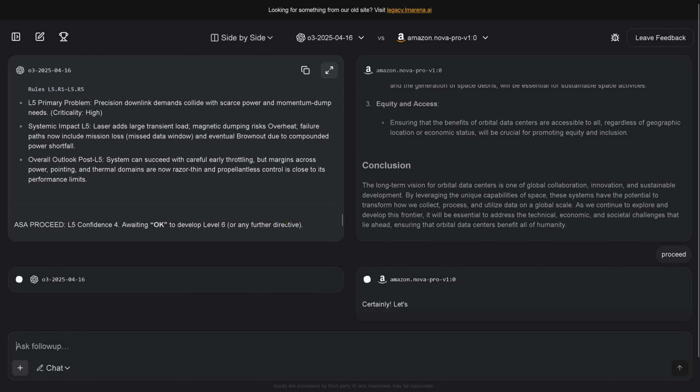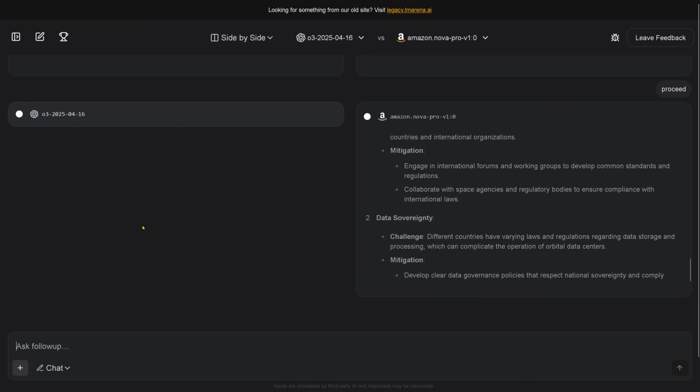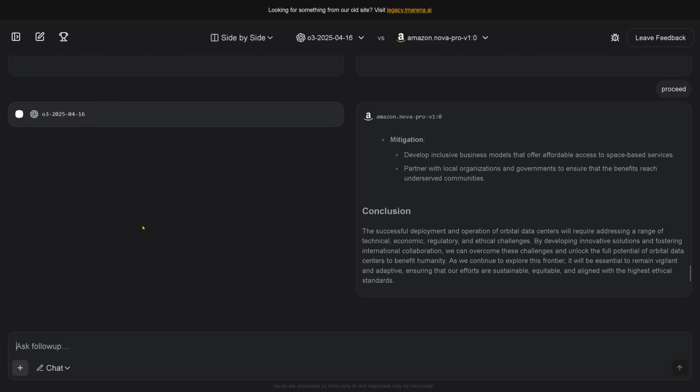I know what you're gonna think. Why is Amazon not able to do this? I don't know, but we just wait for O3 to finish. And yeah, I mean, Amazon comes back and says the successful deployment of operation of Orbital data center will request addressing a range of technical, economic, and ethical challenges.